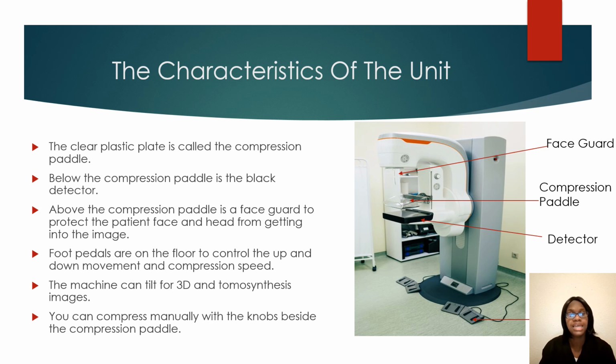But the clear plastic plate is called the compression paddle. That is what we're going to use to compress the patient's breast. Below the compression paddle is the black detector. That is what the patient's breast is going to rest on. And above the compression paddle is a face guard. This is going to protect the patient's face and also keep the patient's head from getting into the mammo image.